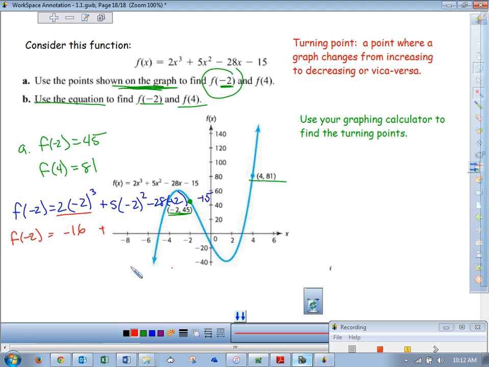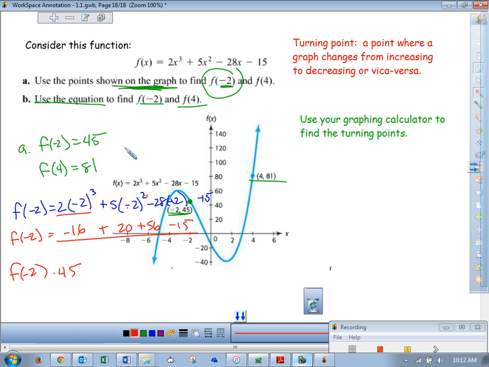There'll be very little of this kind of stuff, but just to freshen our algebra skills. What's negative 2 squared? 4 or negative 4? Negative 2 squared is 4, times 5, which is 20. And then negative 28 times negative 2 is positive 56. Minus 15. Then you just punch all that stuff in. We'll do a lot of graphing calculator stuff, but if a question asks you to show some algebra, please show some algebra. And then f of negative 2, punch all that in, you get 45.